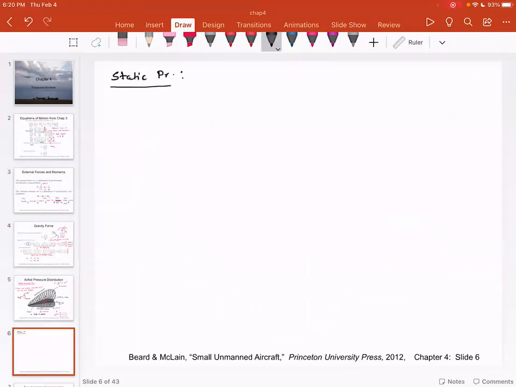Now, what is this concept of static pressure? And I want you to visualize this simple experiment. This is just flowing water. And what you have is a tube. This tube is something like this, open at the bottom end, open at the top end. And what you do is you submerge this tube in this free stream.